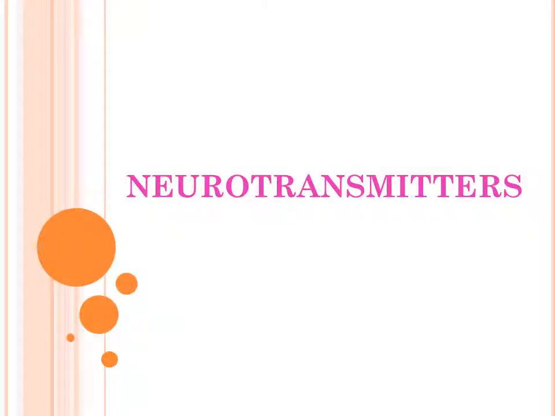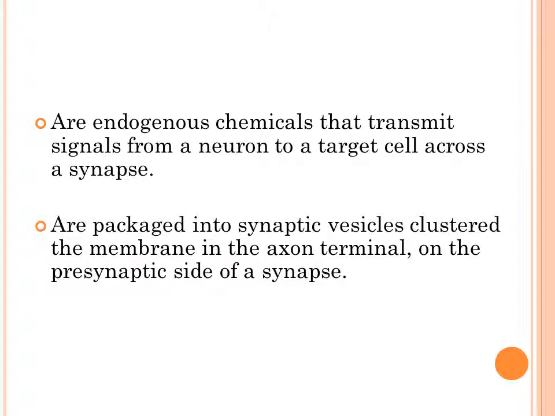Neurotransmitters are endogenous chemicals that transmit signals from a neuron to a target cell across a synapse. They are packaged into synaptic vesicles clustered at the membrane in the axon terminal on the presynaptic side of a synapse.